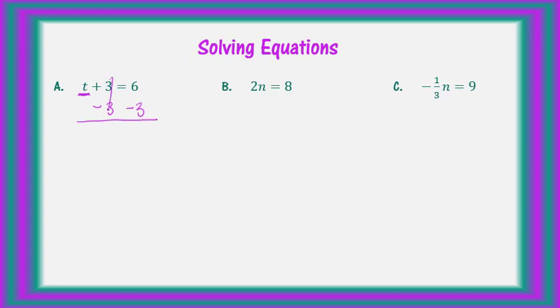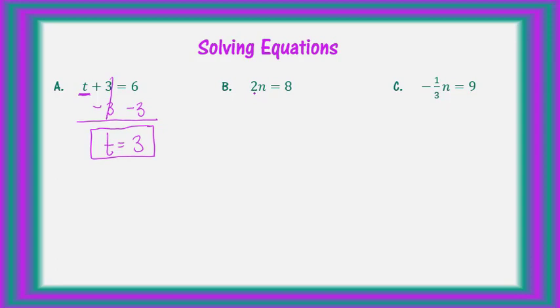3 minus 3, of course, is 0. So those cancel each other out. I'm left with t equals integer operation. I have a positive 6 and a negative 3. The signs are different. I'm going to subtract, keep the sign of the larger absolute value. 6 minus 3 is just 3. Now you may see why I reviewed integer operation first.